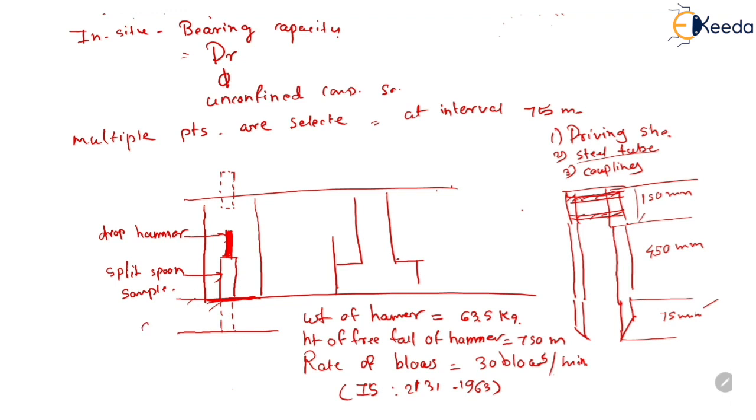For example, suppose we require 20 number of blows for the first 150 mm penetration of the sampler. Then this number of blows are recorded and then the sampler is further driven into the ground. Now again the number of blows required for the further 150 mm penetration are counted. So suppose the number of blows required for this 150 mm penetration for the second time are equal to say 23. Then this 23 number of blows are recorded.